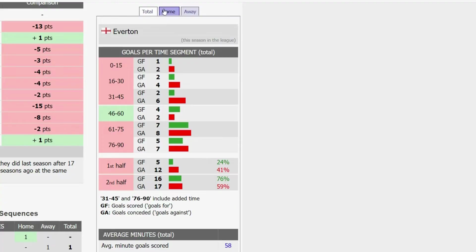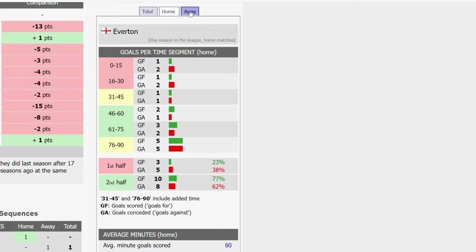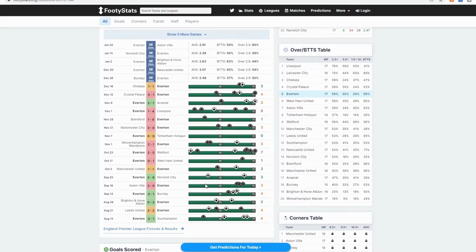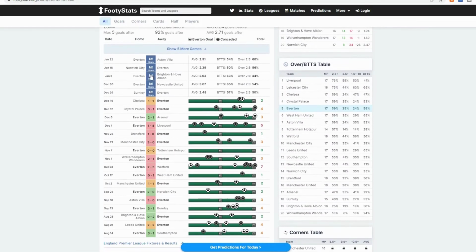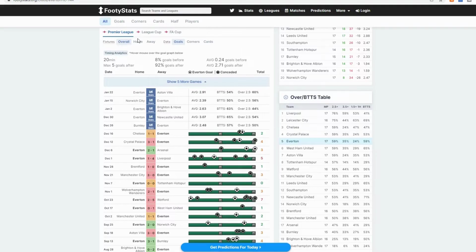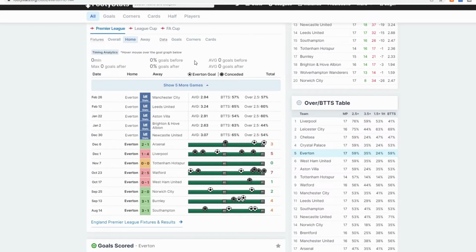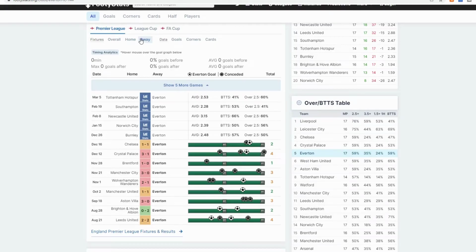To find this, I break down the goal scoring habits of the team. To do this, I check both Soccer Stats goal time statistics, and I also check Footy Stats. Soccer Stats gives you an easy numerical breakdown of the times in which the team scores, whereas Footy Stats shows you a graphical representation showing where each of the goals are scored during the games that the team plays. I then break these stats down into home and away, depending on where the team is playing, due to the fact that teams tend to play differently when they perform home and away.